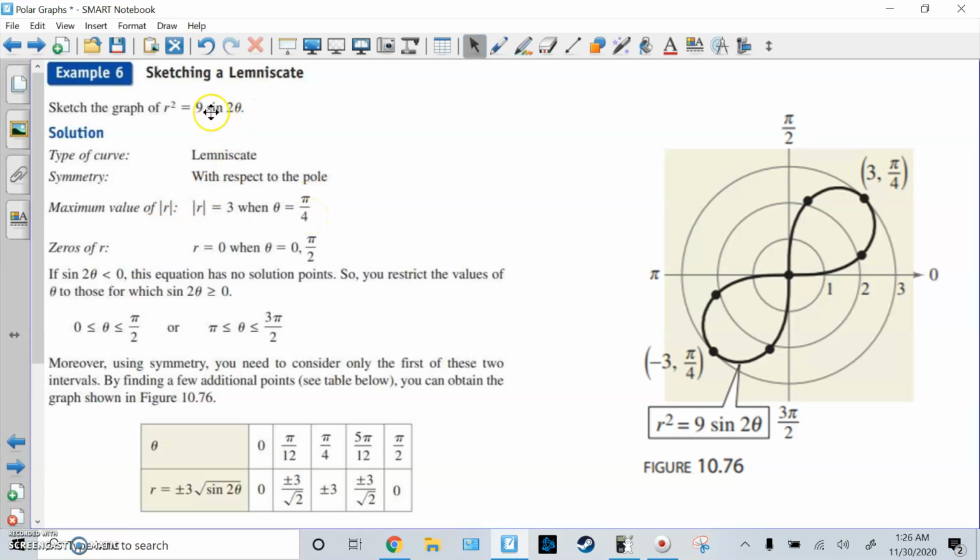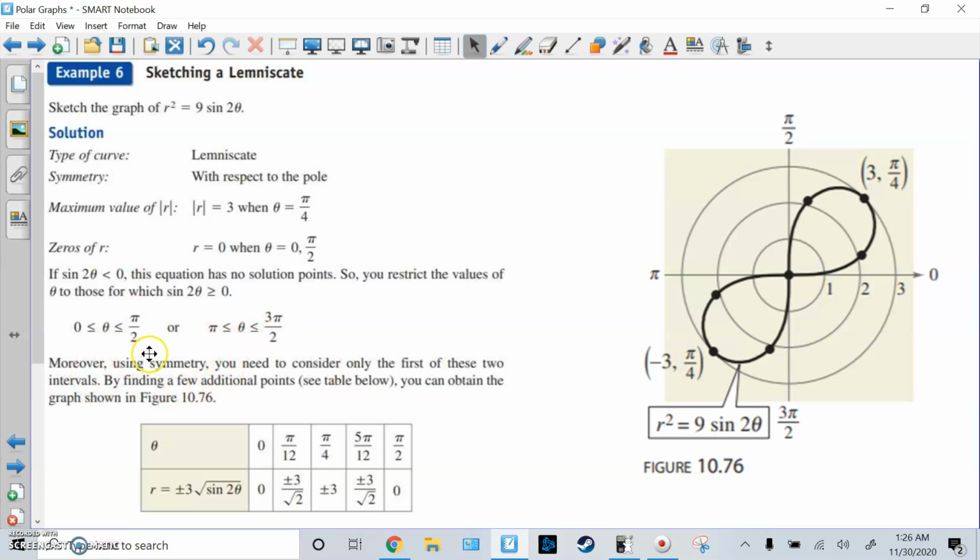From the zeros, you want this to be 0. So sine of whatever angle is 0 at 0 and pi. So that's really pi over 2 if you want pi. It's 0 if you want 0. Then sine 2 theta is negative in between. The left side is always a positive number, r squared. A number squared is going to be positive. So if this is 9, it's positive, this has to be a positive number. So we ignore when it's negative. We're going to restrict ourselves to the positive values, so between 0 and pi over 2, and then pi and 3 pi over 2.